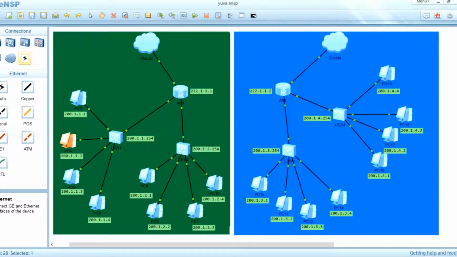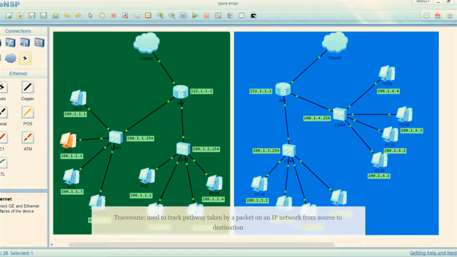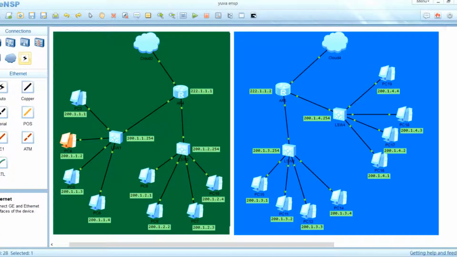Okay, next let's move on to traceroute in networking. I believe the earlier example on ping was clear. Now in traceroute, traceroute is a network diagnostic tool as well, but it's used to track the pathway taken by a packet on an IP network from source to destination. Traceroute also records the time taken for each hop the packet makes during its route to the destination. For information, traceroute is also known as tracert.